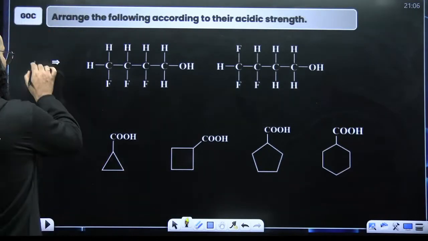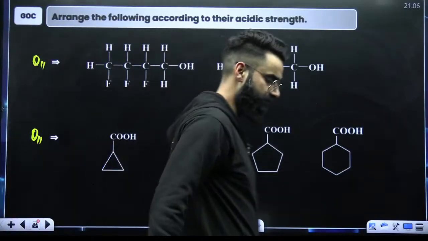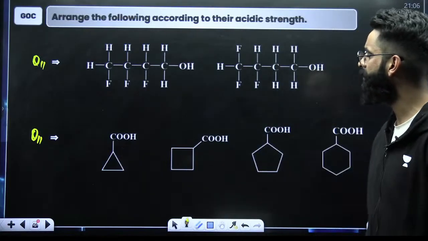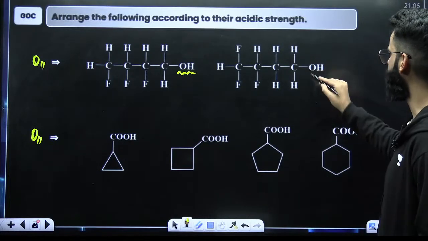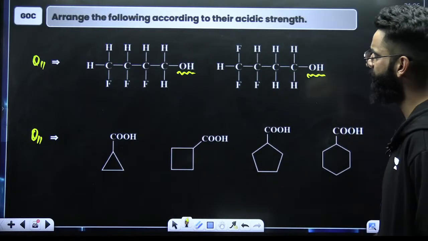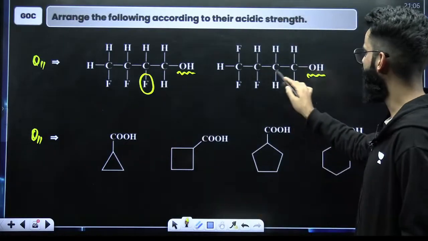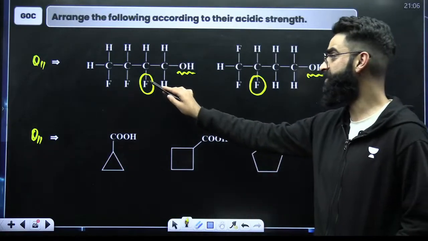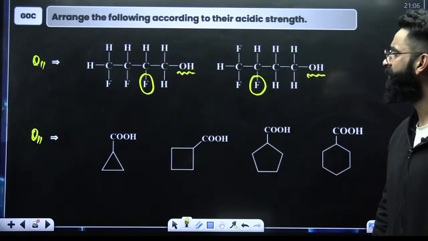Again, guys, you have got 2 more questions. What do you think about this one? This is the site from where hydrogen is going to leave as H positive. Now, fluorine is attached at the second carbon. Here, the fluorine is attached to the third carbon, right? So the withdrawing group is attached closer here, and far in the other. Correct?